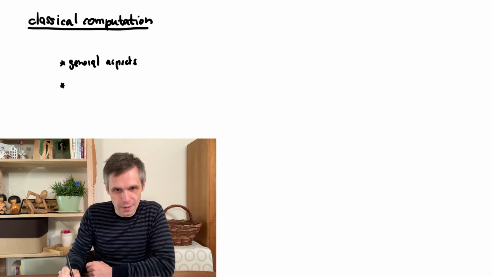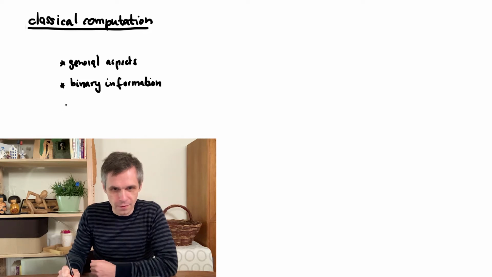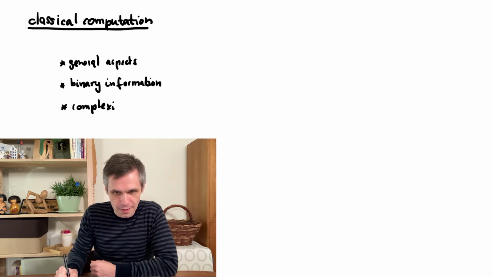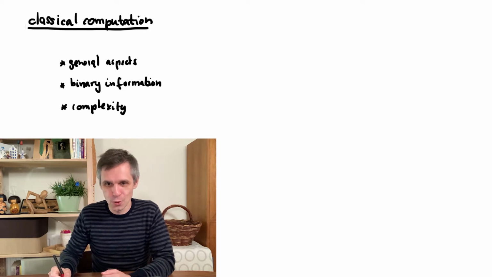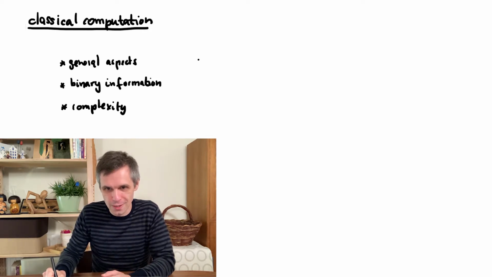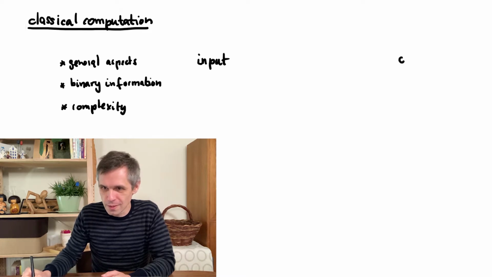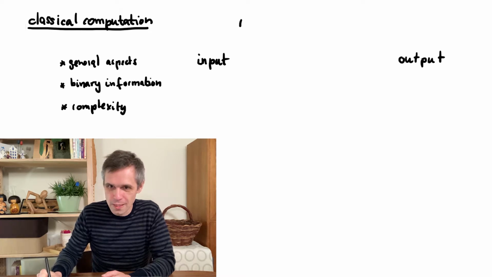We will first cover some very general aspects. Then have a look at the binary representation and manipulation of information. And finally, briefly discuss the complexity of computational tasks. In terms of very general aspects, the goal of a computation is to take some input and transform it into some output by processing the input systematically.